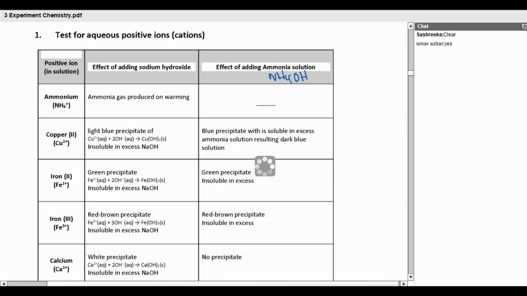The test for the copper 2 plus ions: when you add aqueous strong alkali, you get a blue precipitate, and when you add excess strong alkali, it doesn't dissolve. With the weak alkali, ammonium hydroxide, you get the same observation, a blue precipitate, but when you add excess, it dissolves to form a deep blue solution. So that's the difference between sodium hydroxide and ammonia: both give initially the same observation, but when you add excess ammonia, the precipitate dissolves.